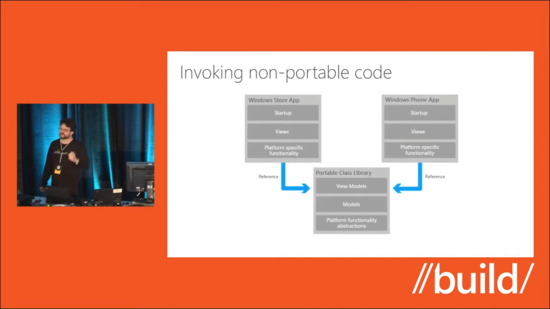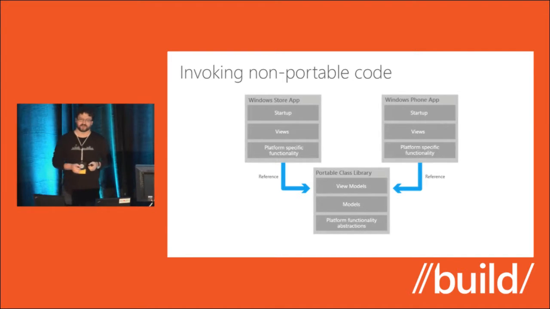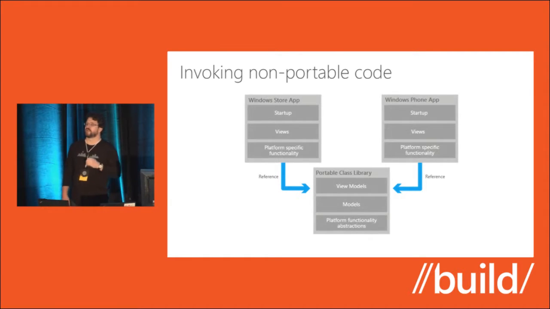So what to do? Well, we have a portable class library. We were filling it with sample data. How do we now, in that view model that we showed, start to consume platform-specific functionality? Going back to the diagram that I showed earlier, here's what we're going to do. Inside the portable class library, we're going to define an abstraction for this functionality. And in our case, that abstraction would be just a simple interface to retrieve data for us.